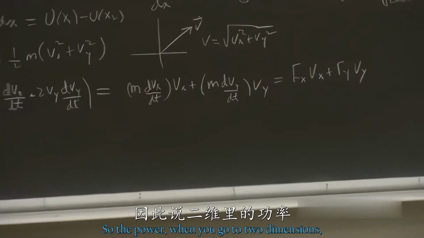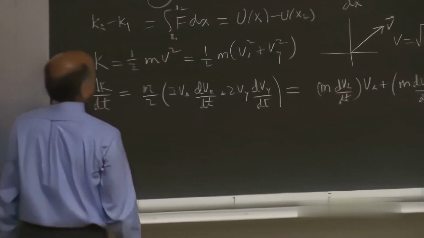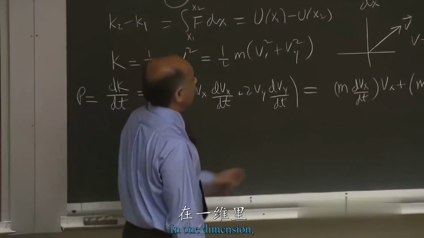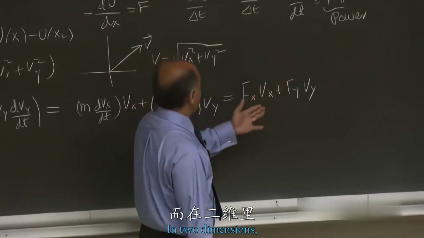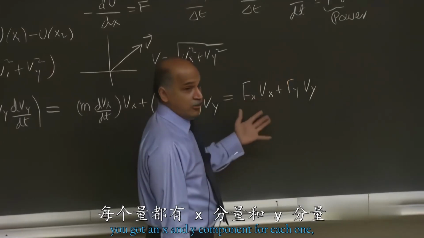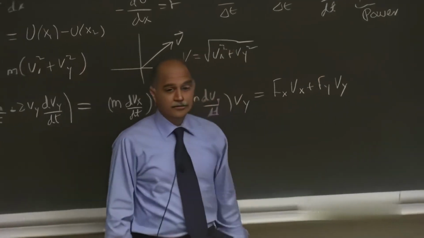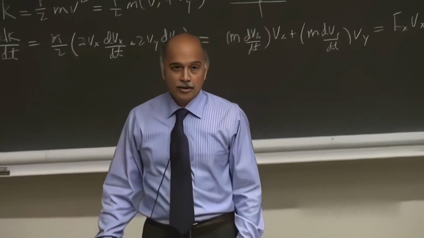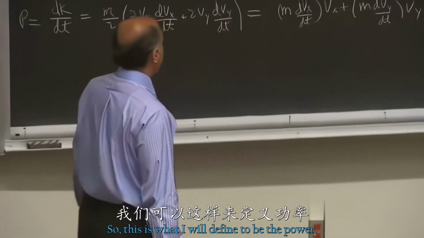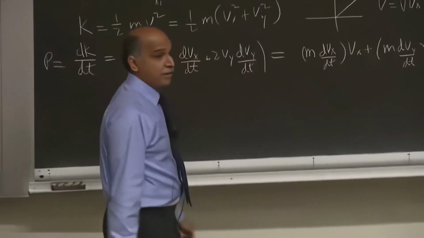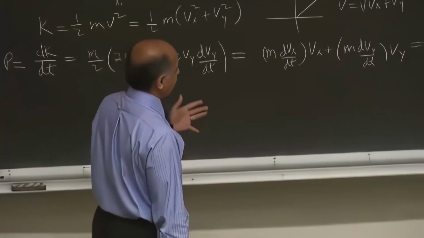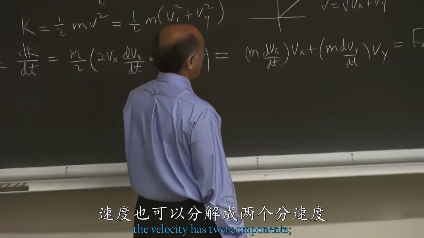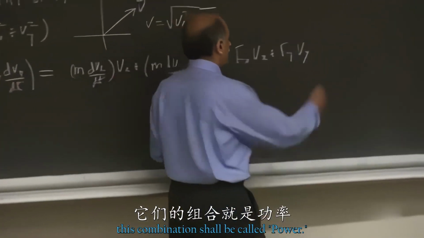So the power, when you go to 2 dimensions, is not very different from 1 dimension. In 1 dimension, you had only one force and only one velocity. In 2 dimensions, you got an x and y component for each one, and it becomes this. So this is what I will define to be the power. When a body is moving and a force is acting on it, the force has 2 components, the velocity has 2 components. This combination shall be called power.